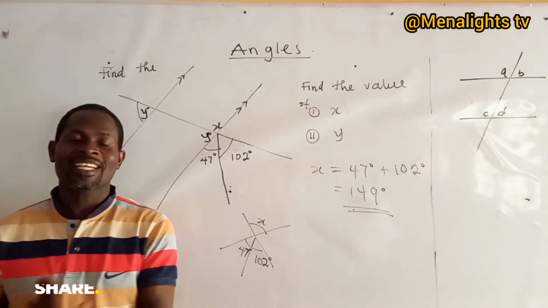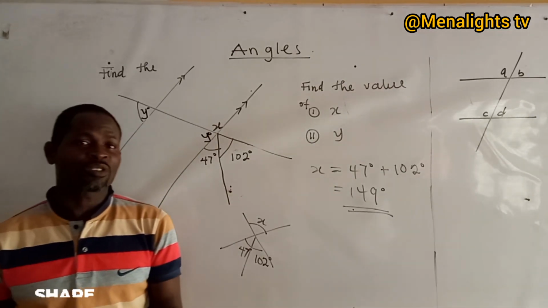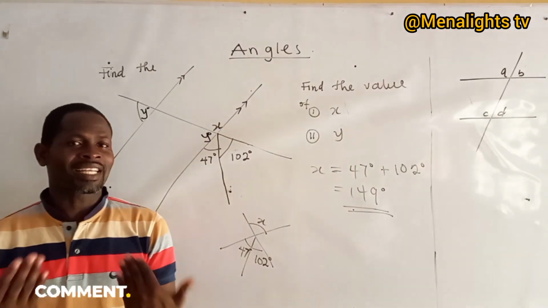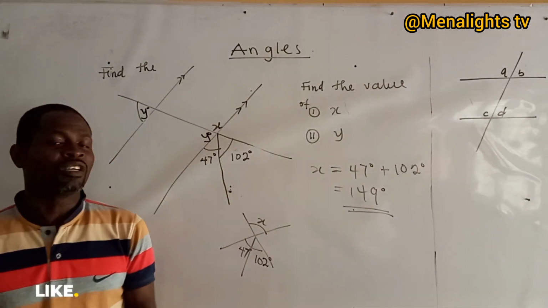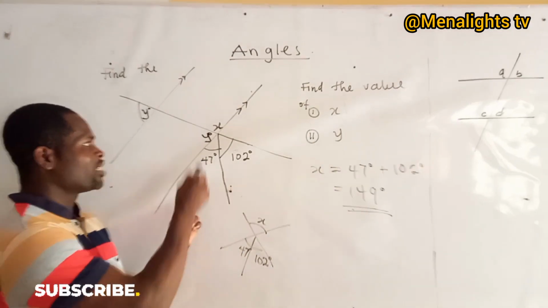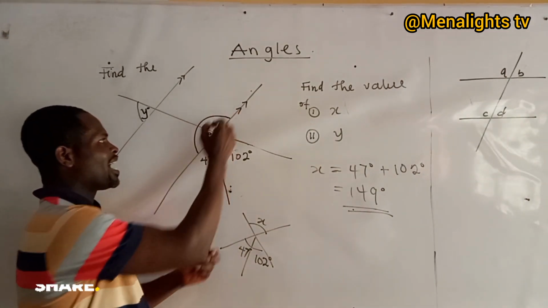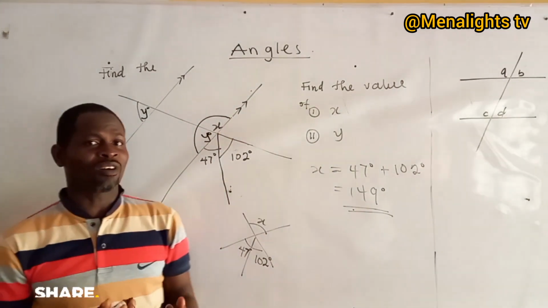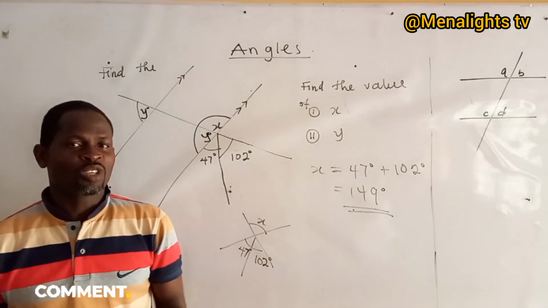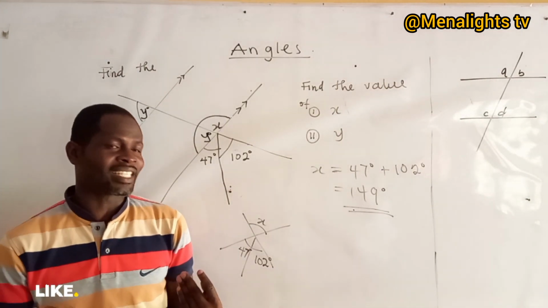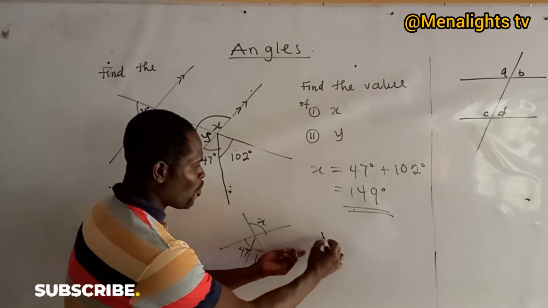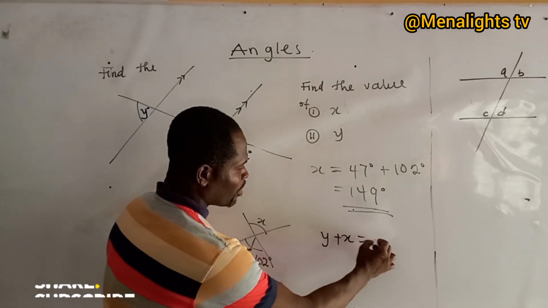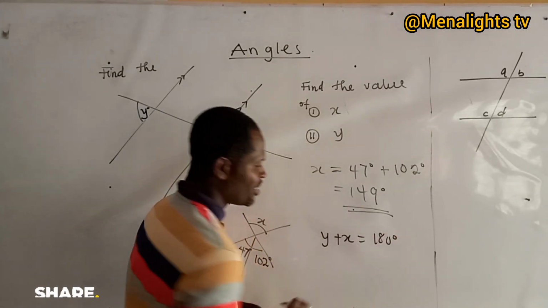So when you look at the y and the x here, they are adjacent angles. So the sum of the adjacent angles, when you add them, you get what? 180 degrees. Or we can say that angles on a straight line will give you what? 180. So the x and the y, they are angles on a straight line. Or we can say they are what? Adjacent angles. So when you add them, you get what? 180. So that means y plus x is equal to 180 degrees.